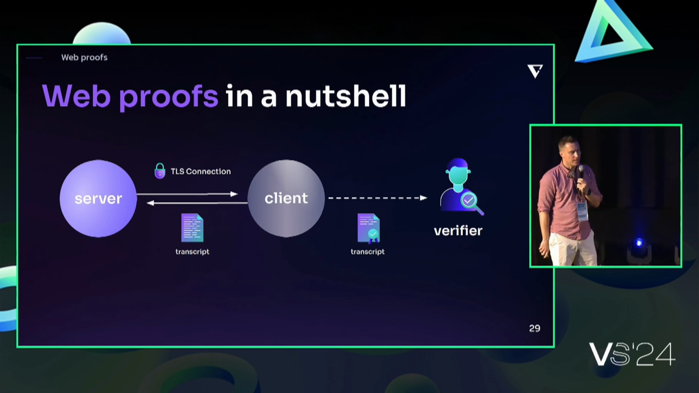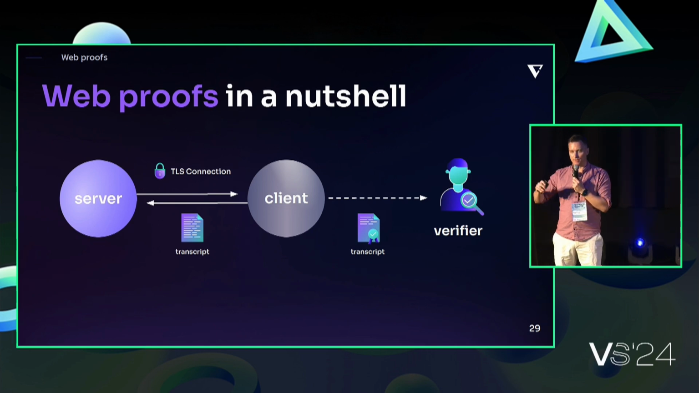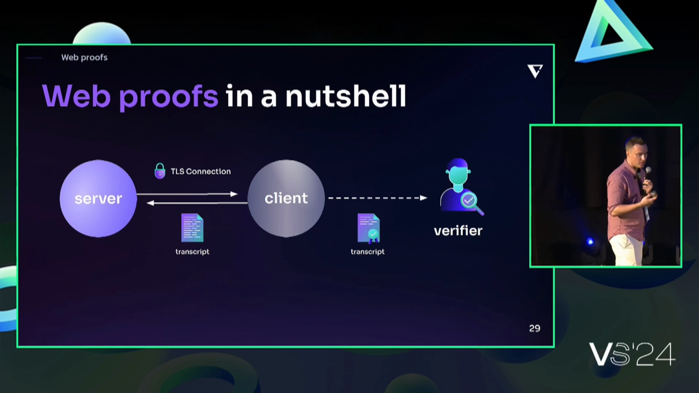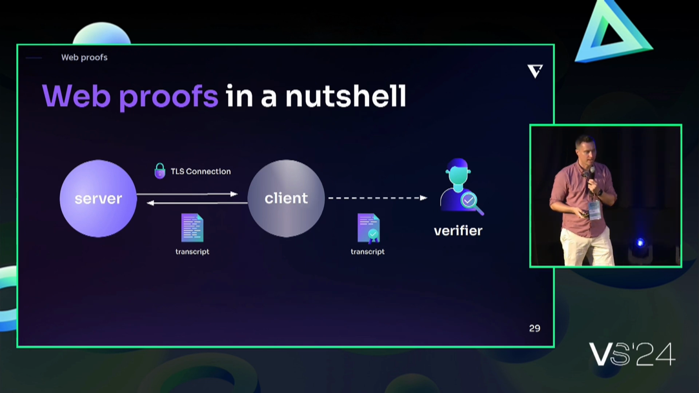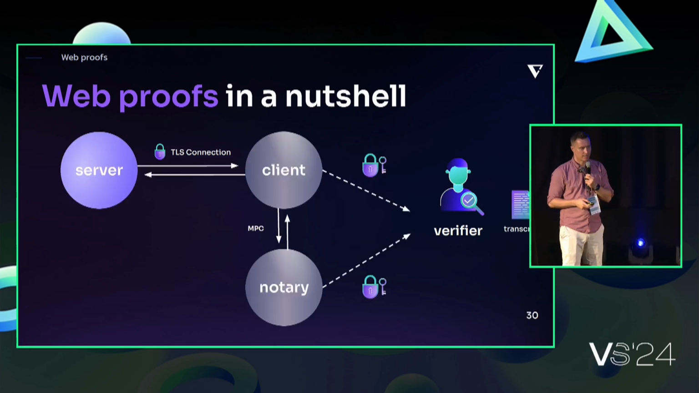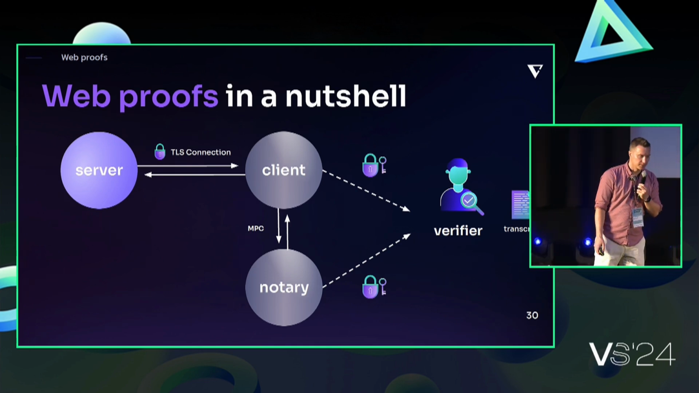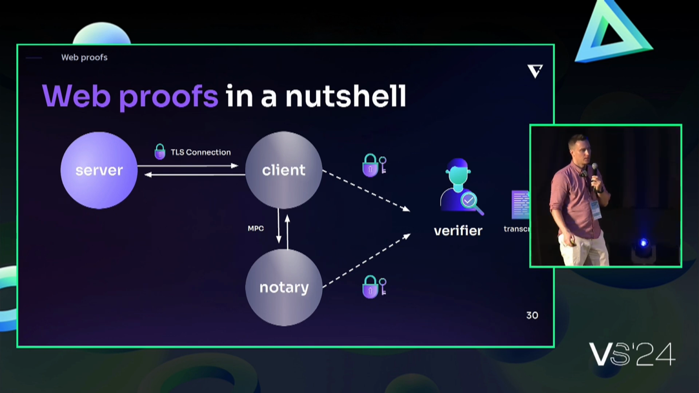So web proofs in a nutshell is this idea that the client can take a transcript to the verifier in a way that the verifier can be assured that this is really the transcript that happened from the connection between client and server, right? And TLS notary solves it, and this is pretty much how almost all web proofs work. It solves it by introducing a notary.